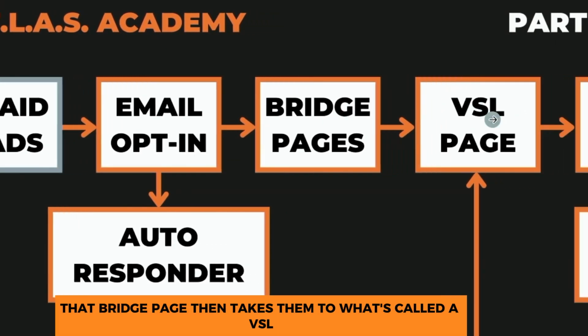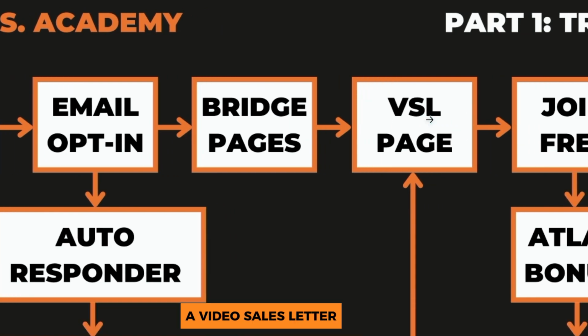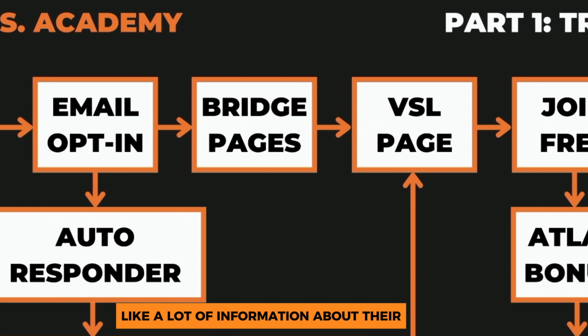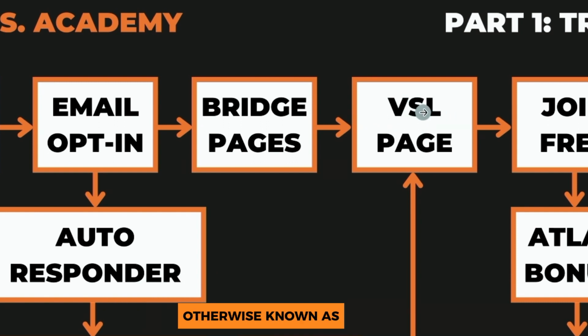That bridge page then takes them to what's called a VSL, a video sales letter. Now, you don't have to use a VSL. You could just have it be a page with no video. You could just have it be an article that explains about your company. It could be all text. It could just be a lot of pictures. Like if you go to a software company that's running ads, maybe they don't have a video, but maybe they have a lot of information about their products there, right? But that's essentially what the VSL page is, otherwise known as a sales page. The sales page is where you are essentially trying to get them to take action.